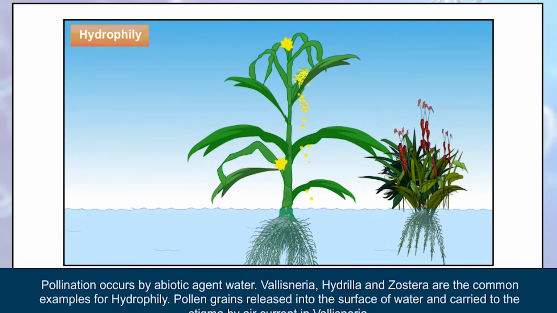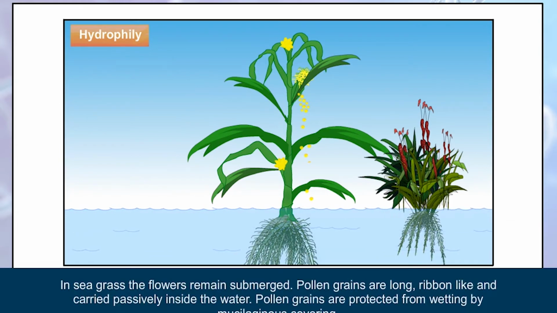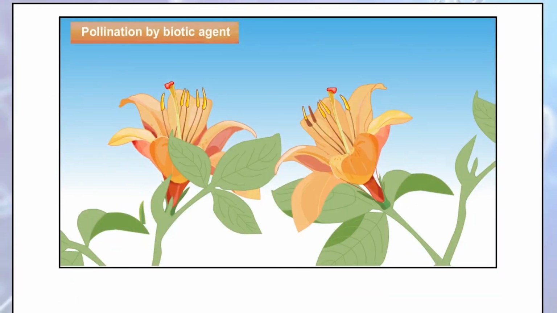Hydrophily. Pollination occurs by the abiotic agent water. Vallisneria, hydrilla and zostera are common examples of hydrophily. Pollen grains are released onto the surface of water and carried to the stigma by water currents in Vallisneria. In seagrass, the flowers remain submerged. Pollen grains are long and ribbon-like and carried passively inside the water. Pollen grains are protected from wetting by a mucilaginous covering.